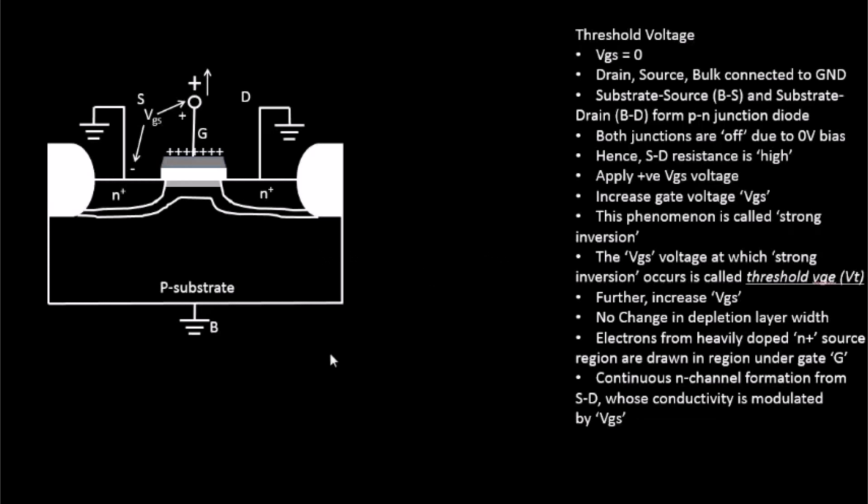So in this video we'll be applying some potential between the source and the body terminal and see what happens to the threshold voltage. By the way, there are some applications which need this terminal to be connected to some potential rather than being grounded. So we have to understand the impact on the threshold voltage when we connect a potential between the source and the body terminal.